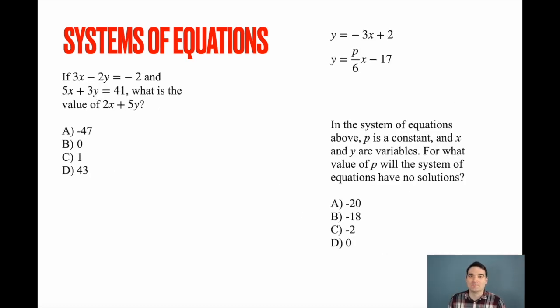Let's try two more. Pause the video and give these a shot. If 3x minus 2y equals negative 2 and 5x plus 3y equals 41, what's the value of 2x plus 5y? All right, so let me write this system out so that I can work with it. 3x minus 2y equals negative 2, and 5x plus 3y equals 41.